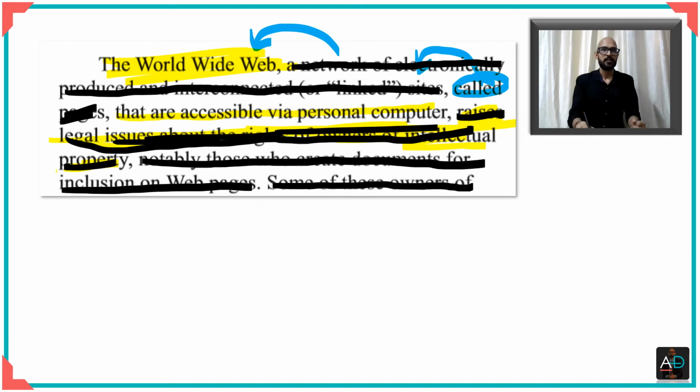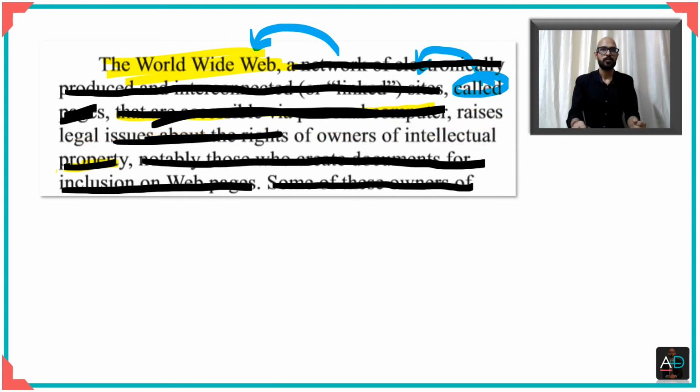Again, contrast that with what we did previously. Let us say we go back to seeing what we just had. If you see this, when you say the World Wide Web raises legal issues about the rights of owners of intellectual property, this is a good, handsome, short sentence. So that is how you cross-check as to whether you have eliminated the right thing or not. So now when you look at this sentence, there are a lot of things you can gain, a lot of perspective you can have about not only the sentence but also the paragraph as well as the passage.